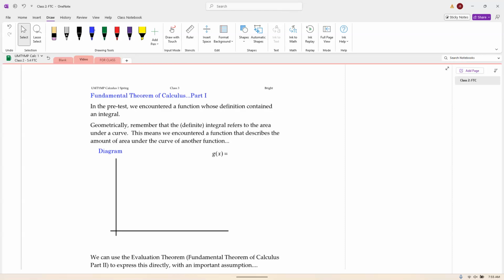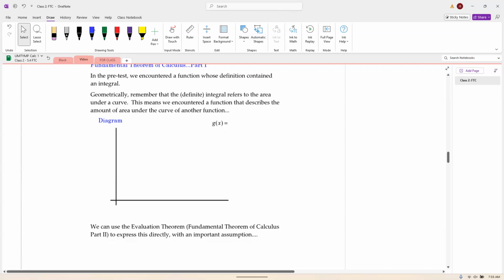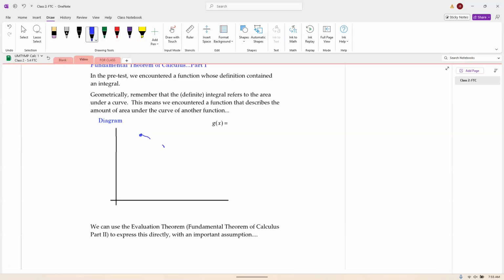And so if we think about the definite integral, again, geometrically, it does mean that it is the area between the two endpoints. It's just that the endpoints can move. And so if we have a function that is kind of well known, at least we can draw a picture of it.